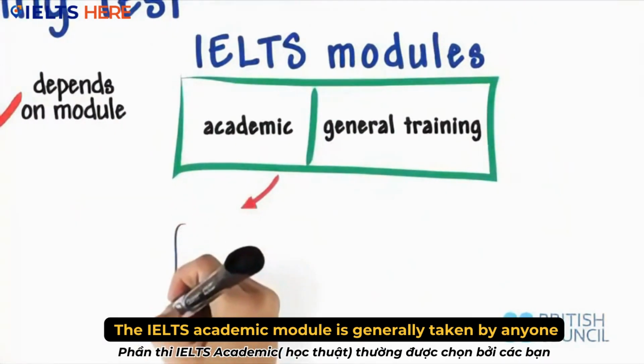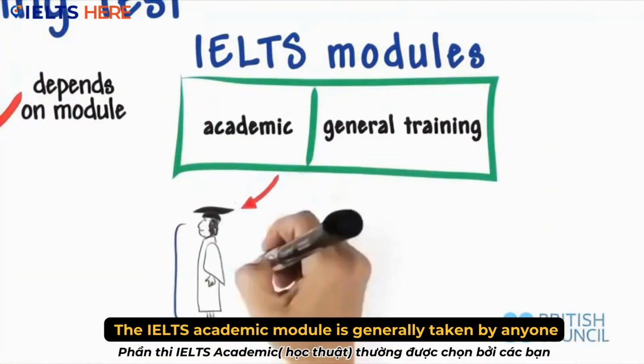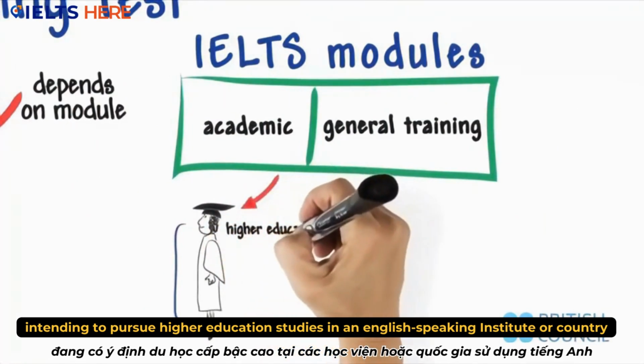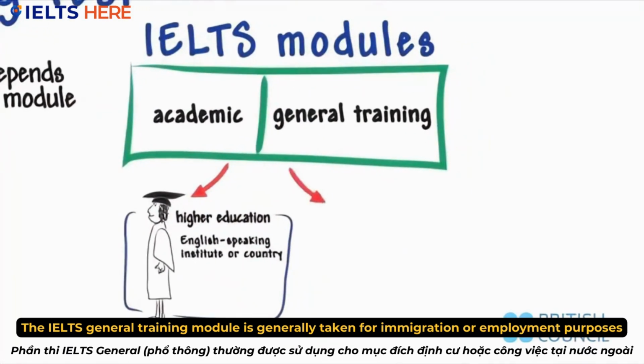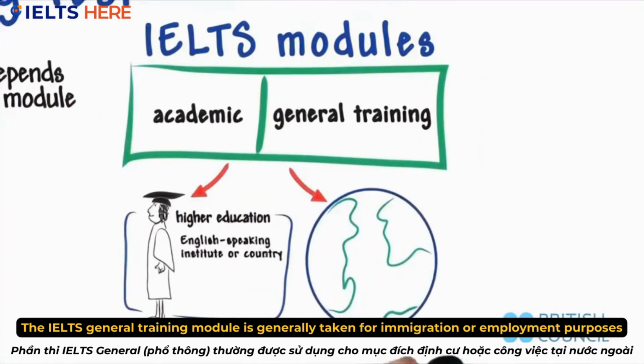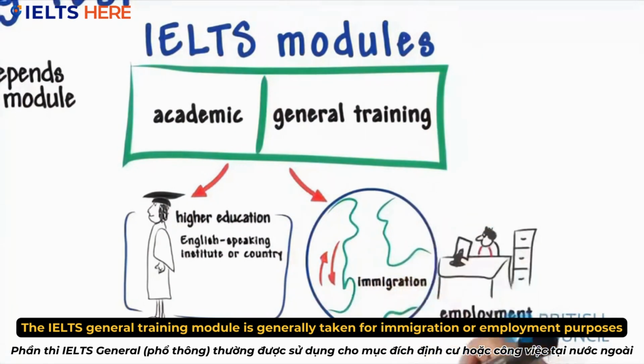The IELTS academic module is generally taken by anyone intending to pursue higher education studies in an English-speaking institute or country. The IELTS general training module is generally taken for immigration or employment purposes.